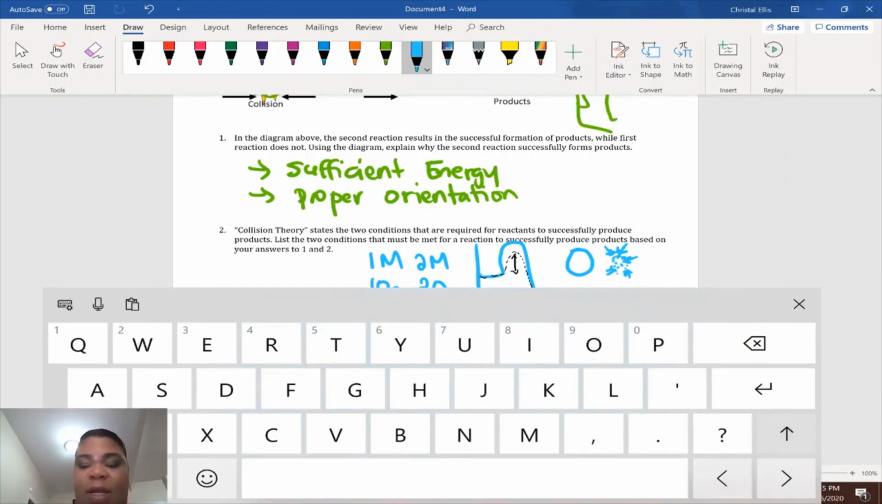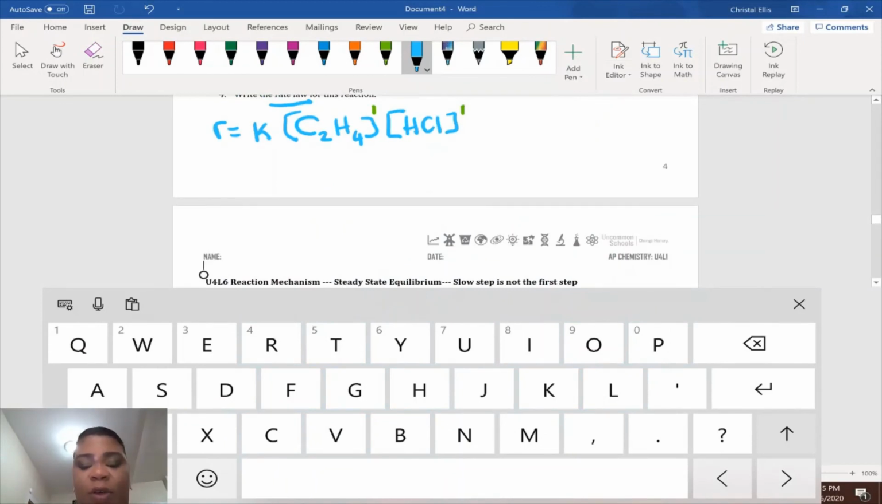All right, and I did not talk about volume, but if you decrease the volume, it allows for more collisions because there's less space, which will make the reaction go faster.